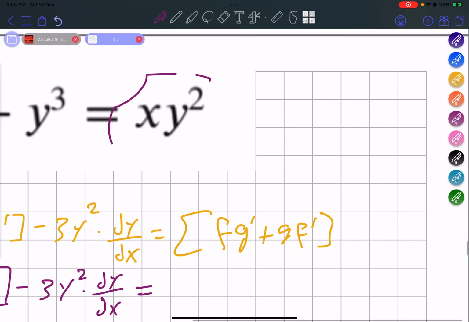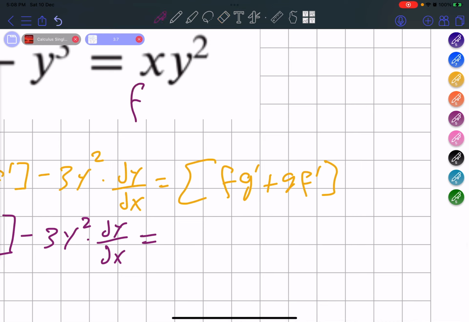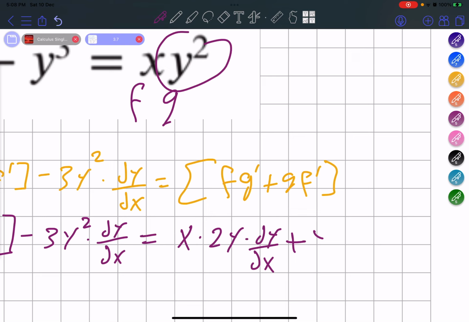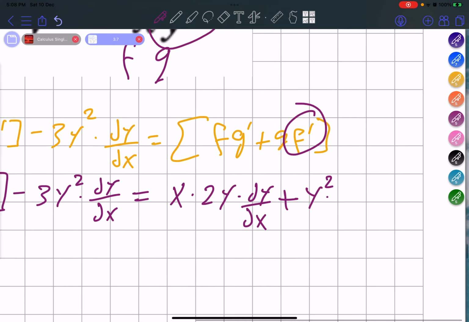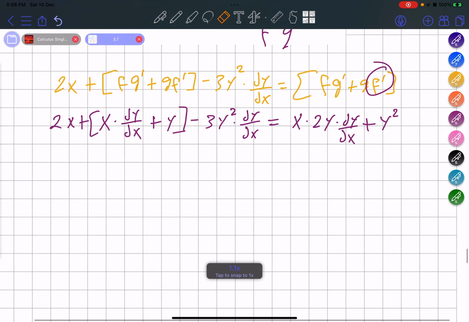Now let's find the derivative of this xy squared. This is f again, this is g, so f is x times g prime is 2y, and the minus 1 is going to be power 1, we don't have to write it, times dy over dx, plus, now focus on this plus, it's important, g, which is basically y squared, times f prime, which is 1, again we don't have to write it. So we have the full equation now.